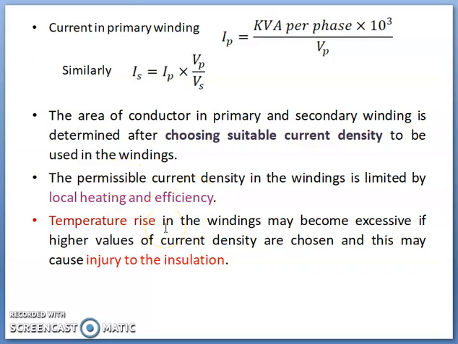And usually due to higher value of current density, if proper cooling and ventilation techniques are not designed properly, then definitely there will be temperature rise in the windings. And if this temperature rise becomes excessive, if it exceeds the permissible value, then because of the higher values of current density chosen, there is a chance of failure of insulation, because while designing a transformer, different classes of insulating materials are used, and each and every class of insulating material has a different temperature withstand capacity as per IS standard.